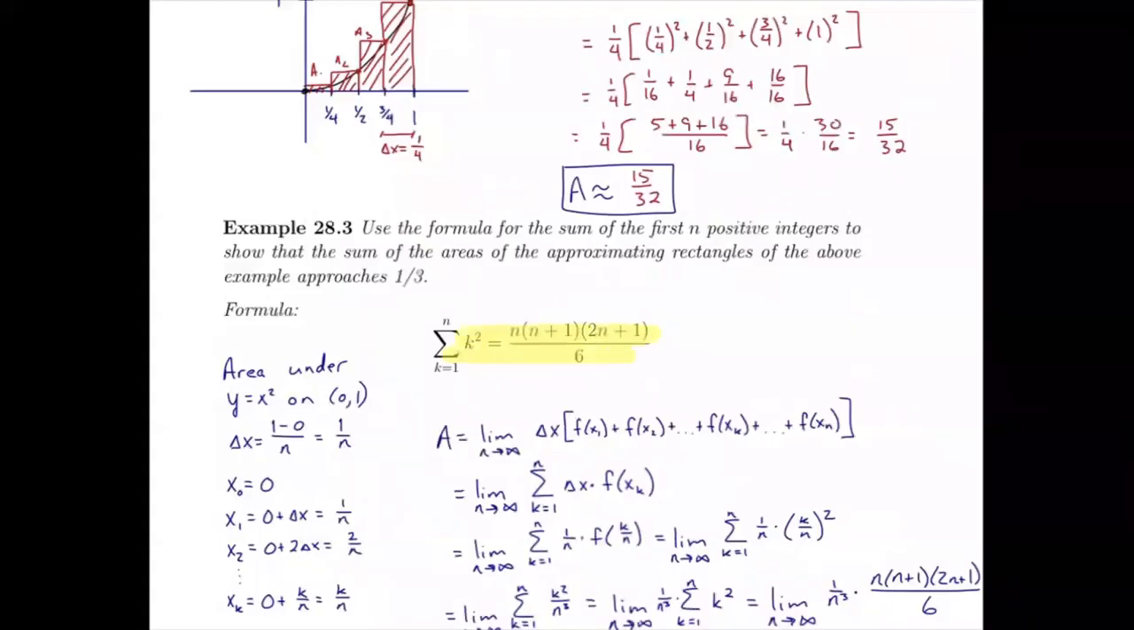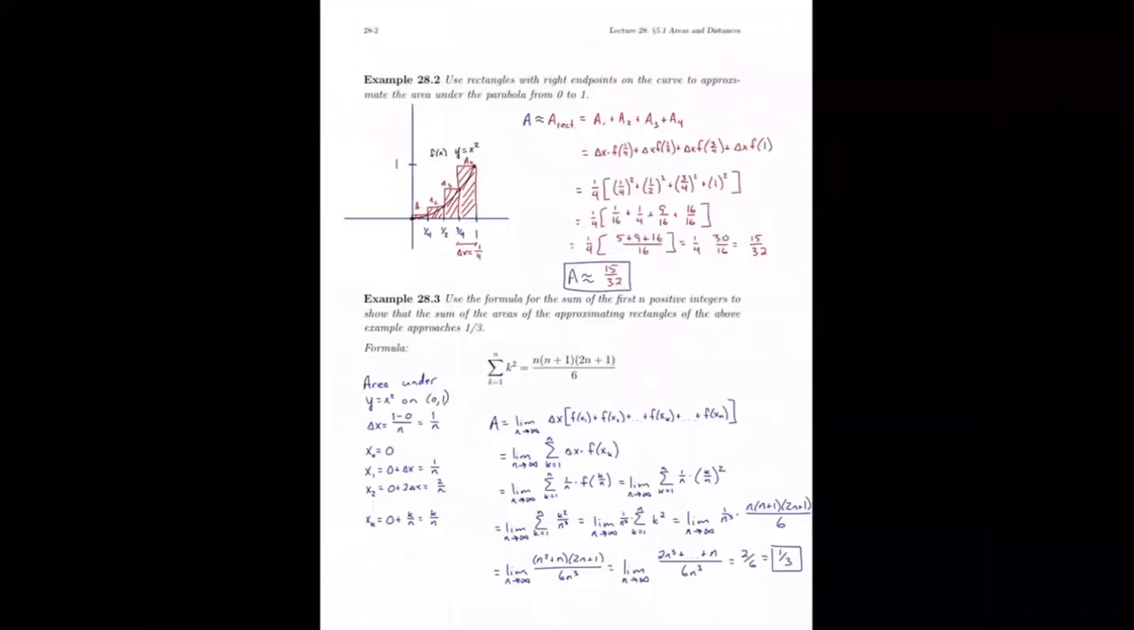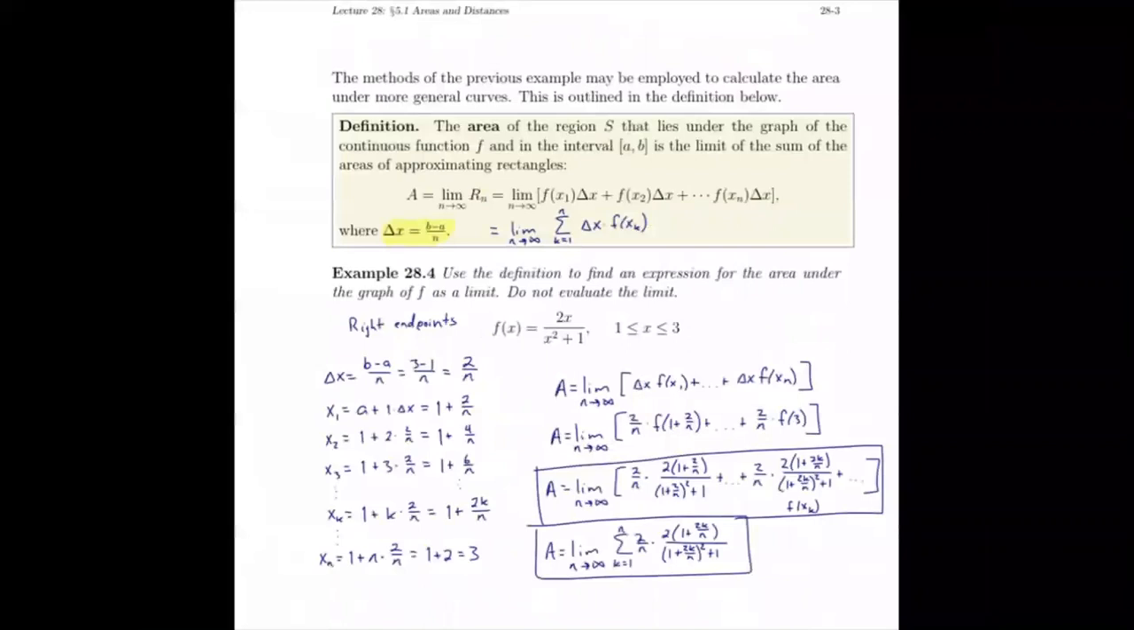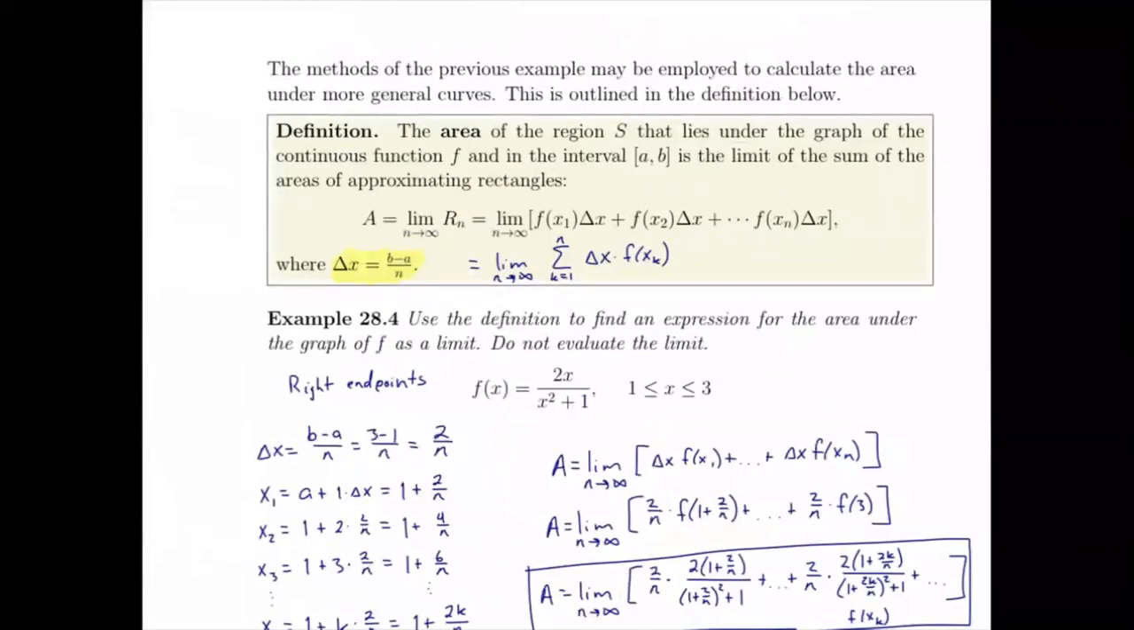This is a trick. There are two more tricks like it, and that's in the textbook, and we'll work on those a little bit later. But for now, let's meet the main operating definition for this section. And that's this definition. The area of the region S that lies under the graph of the continuous function f, so notice the function must be continuous, and in the interval a to b is the limit of the sum of the areas of approximating rectangles. Limit of the sum of the areas of approximating rectangles.